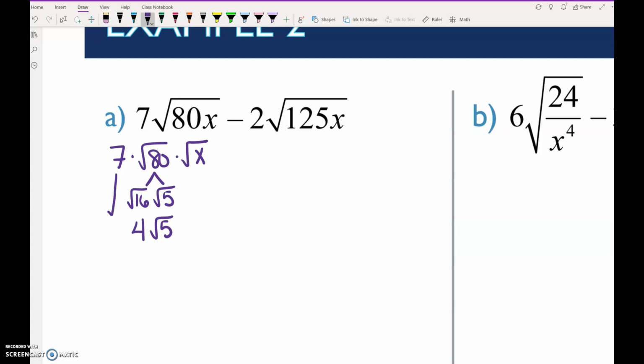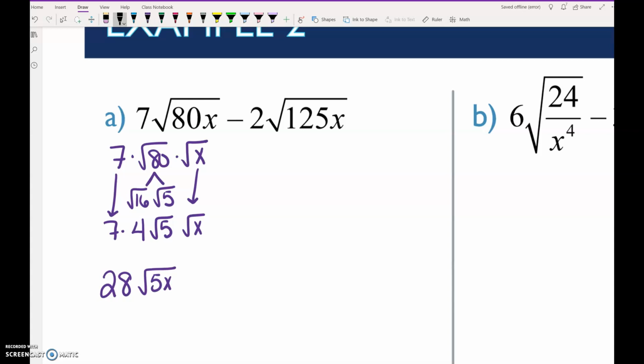We didn't do anything with the 7, but it's still there. We didn't do anything with the square root of x, but it's still there. We need to put this together into one cohesive term. So 7 times 4 is 28. And then we do square root of 5x.